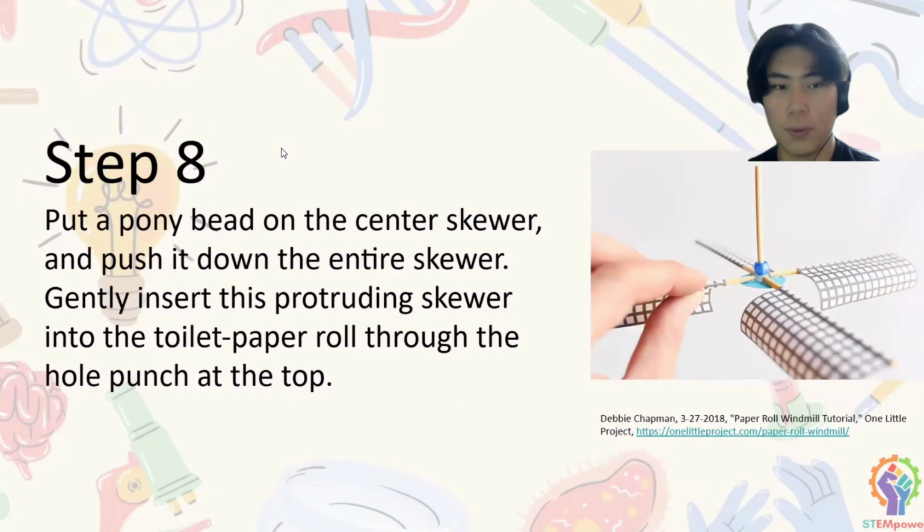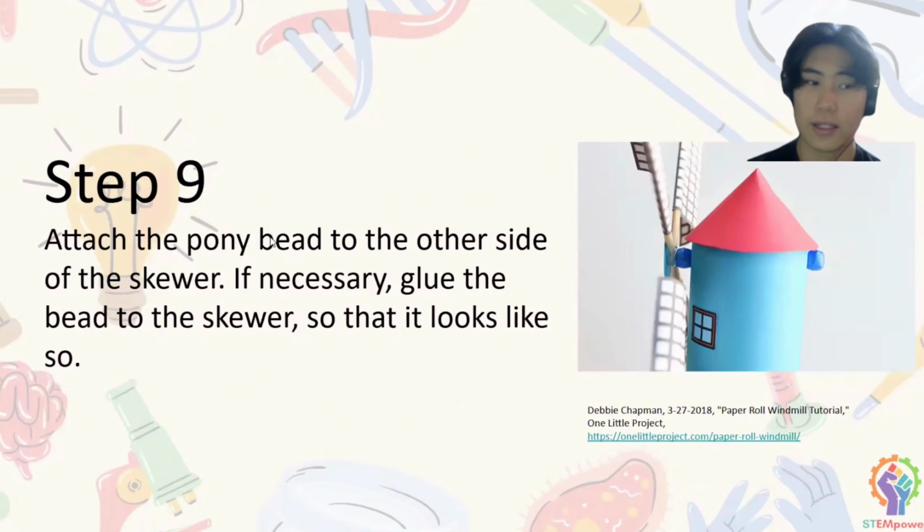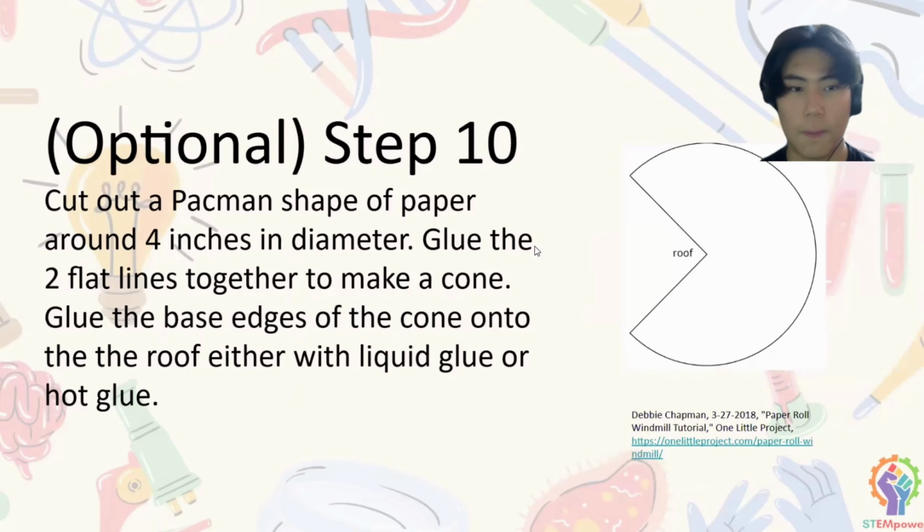Step 8. Put a pony bead on the center skewer and push it down the entire skewer. Gently insert this protruding skewer into the toilet paper roll through the hole punch at the top. Step 9. Attach the pony bead to the other side of the skewer. If necessary, glue the bead to the skewer so it looks like so. On the right, you can make a little cone and decorate it. This is optional.